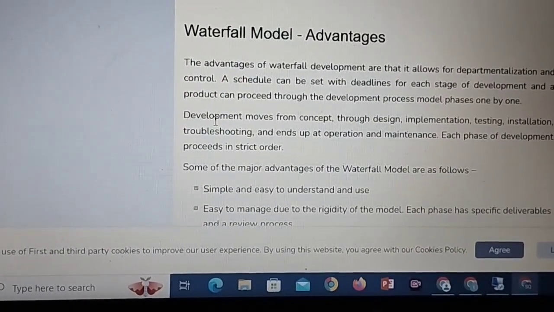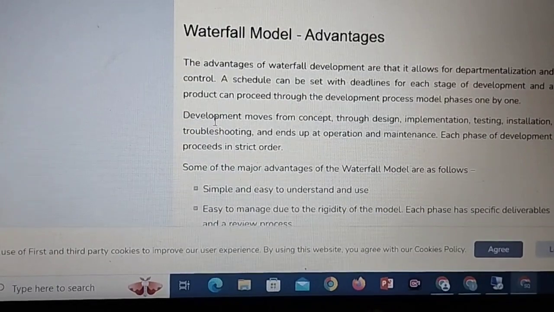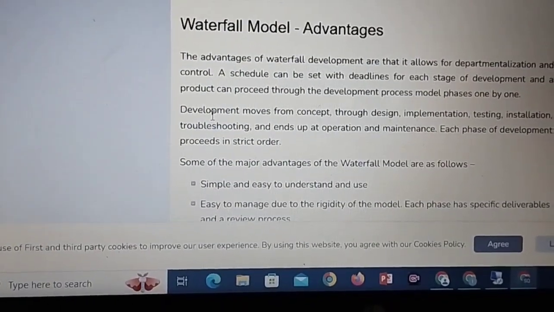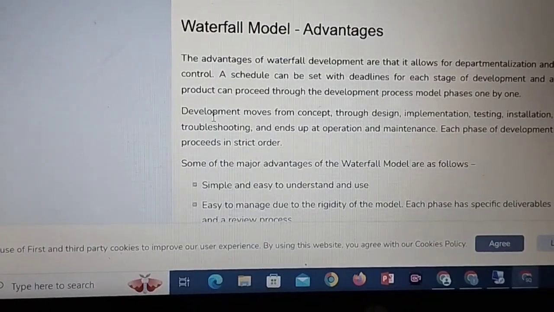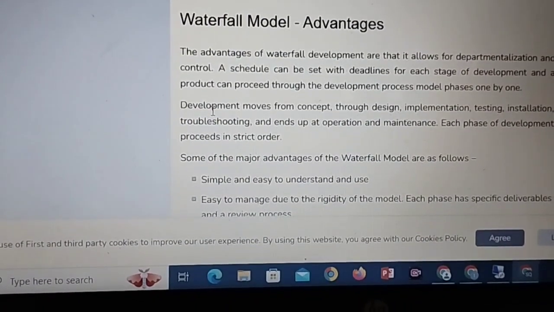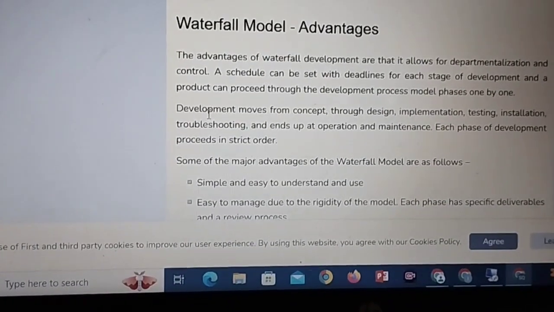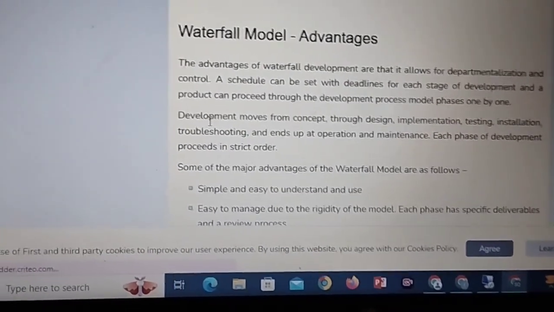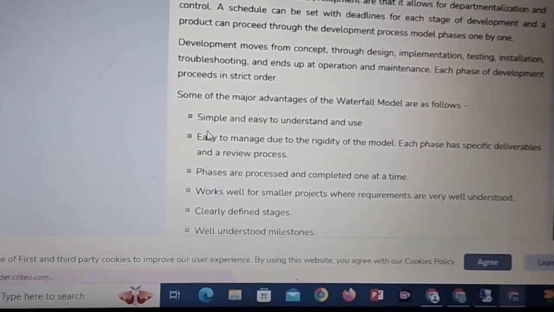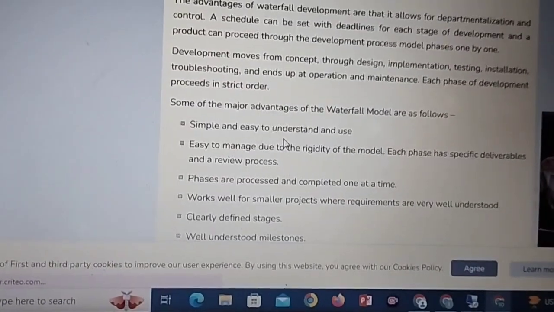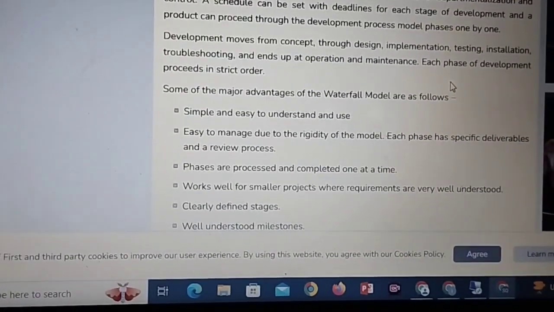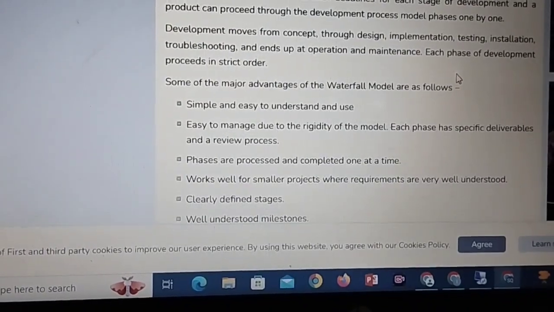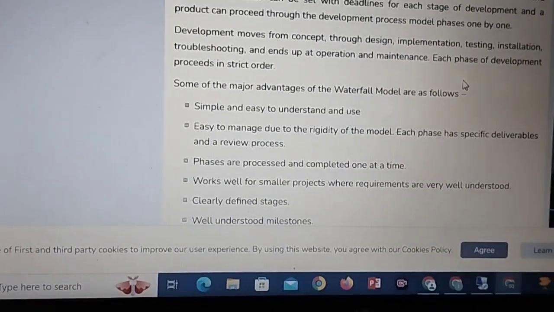Development moves from concept through design, implementation, testing, installation, troubleshooting, and ends up at operation and maintenance. Some of the major advantages of the waterfall model are that it is simple and easy to understand and easy to manage due to the rigidity of the model. Each phase has specific deliverables and a review process before the next phase proceeds.